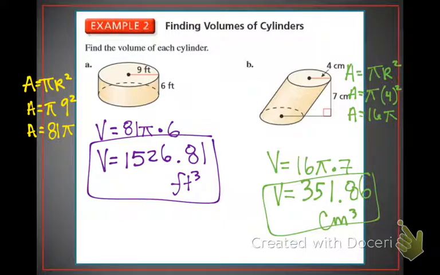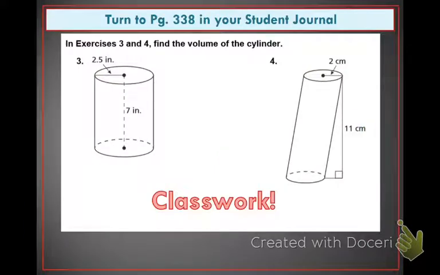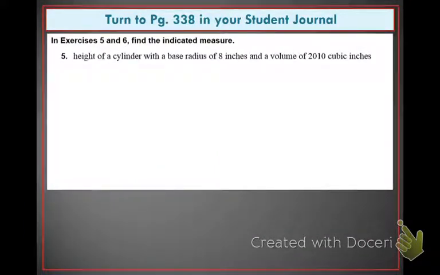I believe you're going to go to classwork now. Yep. Does it say the word classwork?